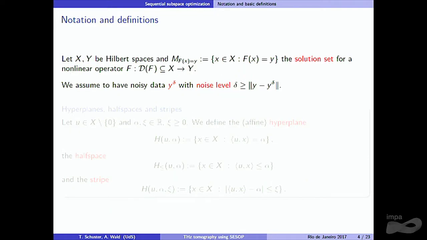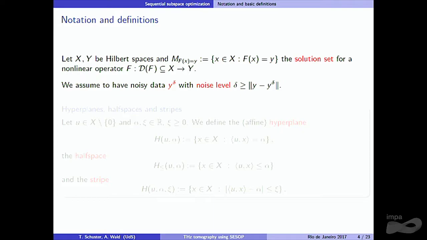Okay, so let's start with the sequential subspace optimization. I will really start from the very beginning. So first, some notations. We use a Hilbert space setting here with two Hilbert spaces X and Y. And we always denote the set of solutions by this capital M, with F(x) = y. It's the set of all solutions, and F is a nonlinear operator defined on some domain D(F).